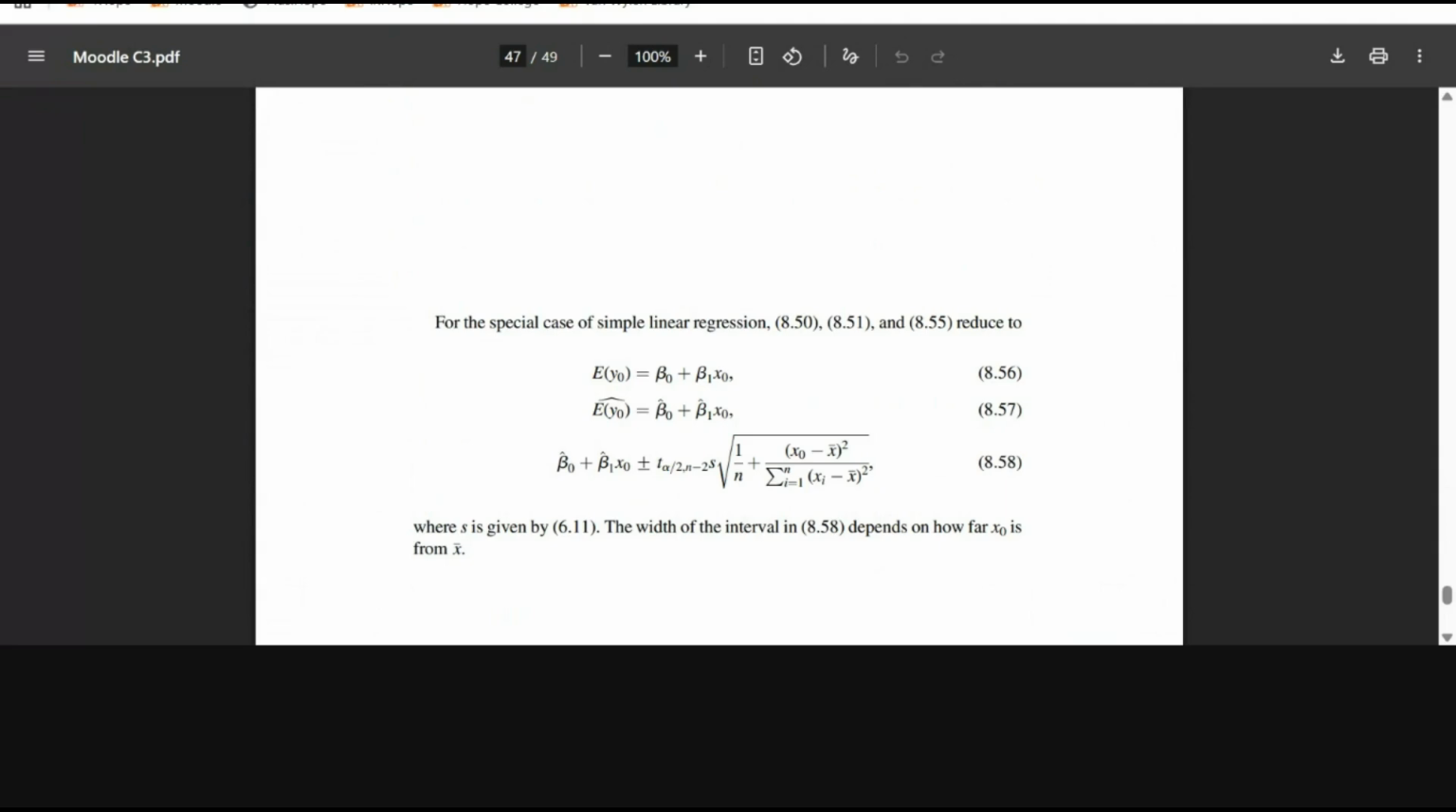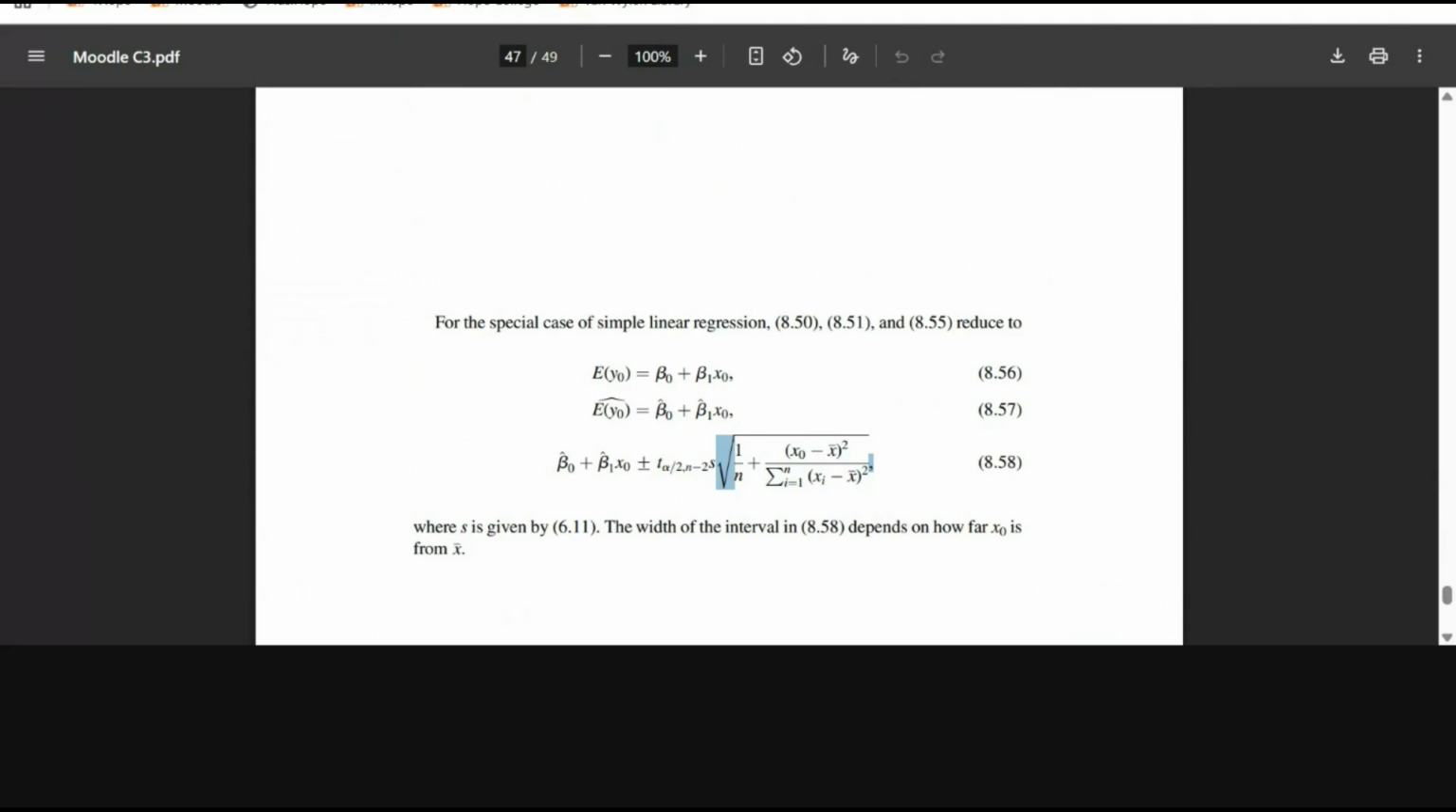I want you to stare at 8.58 for a bit. Stare at this expression. You can see clearly that this is trying to form a confidence interval. Now, we've not gotten to the confidence interval part yet, but a confidence interval is always estimate, t quantile, and then there's an s thing, and then this expression. Clearly, this thing depends on your choice of x0. So, can you answer this question? For what choices of x0 will you be rewarded with a smaller width of confidence interval?